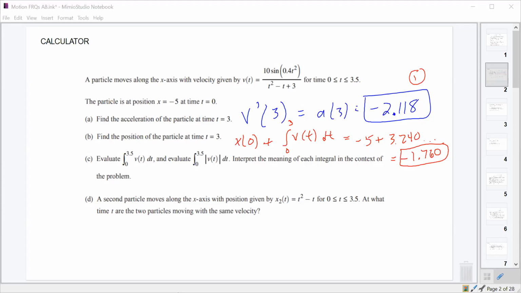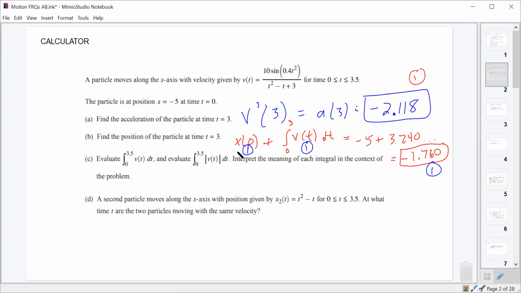And that may seem really easy. Hopefully that seems really easy, but that's worth 3 points. 1 point for having the correct integral, 1 point for remembering to use the initial condition, and 1 point for getting the correct answer. So you got to remember that the integral from 0 to 3 of v of t gives us the displacement in those 3 seconds of time. So we have to add to it where it was at 0 to see where it is at 3.